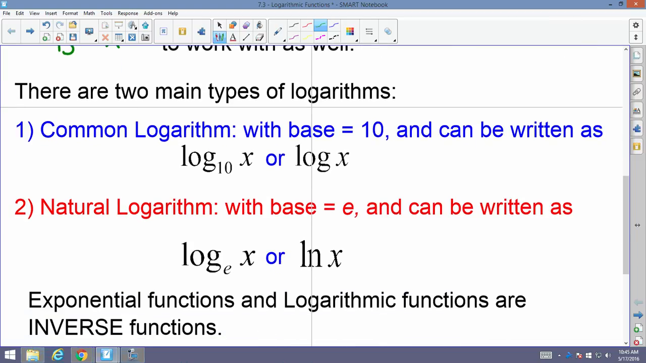There are two types of main logs. Okay? There is the common log, which is on your calculator button. You will see just a plain old log. That log has a base of 10. So whenever you see log 5, that's log base 10 with the answer being 5. We won't know the exponent. You'd have to figure that out. But when you're using log on a calculator, it's only valid for when the base is 10.